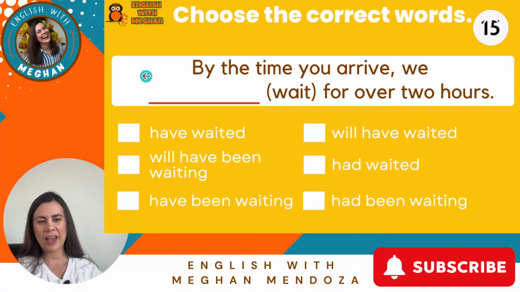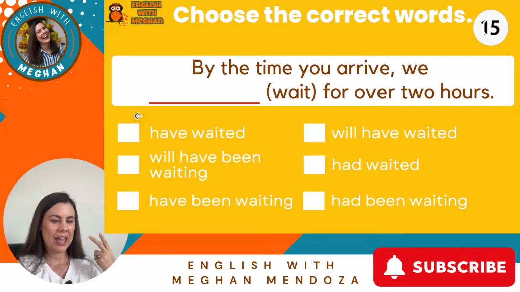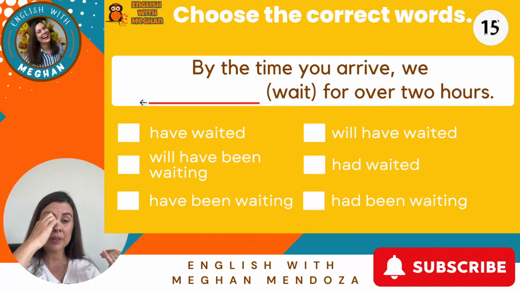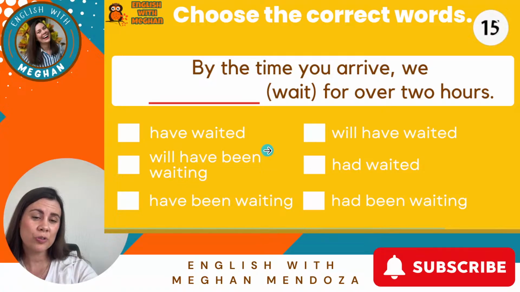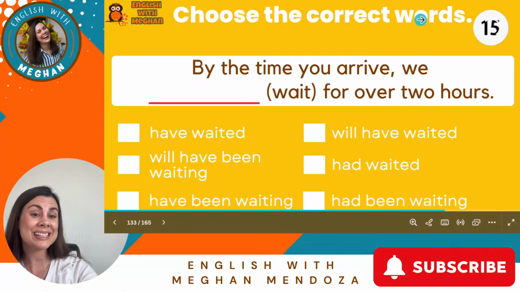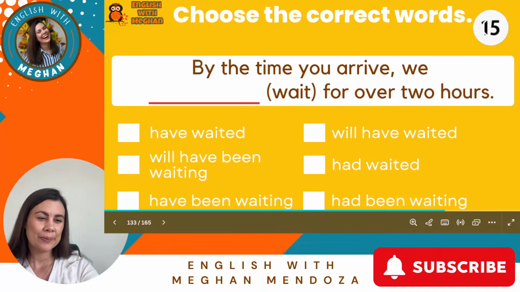Okay. We have 1, will have waited; 2, will have been waiting; 3, have been waiting; 4, will have waited; 5, had waited; and 6, had been waiting. So 1, 2, 3, 4, 5, or 6. What is your guess here? Take a guess.